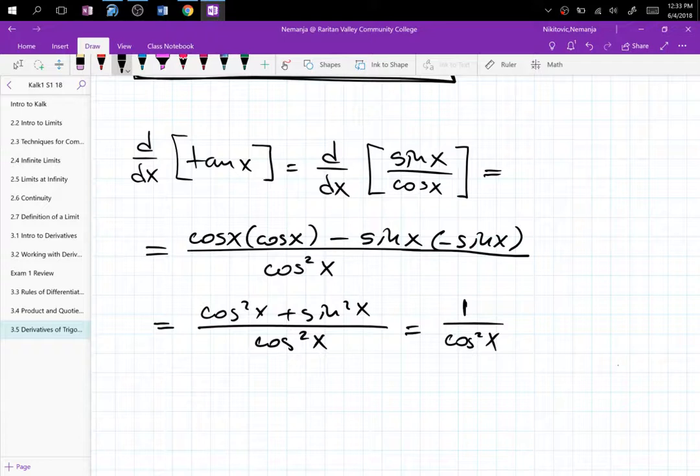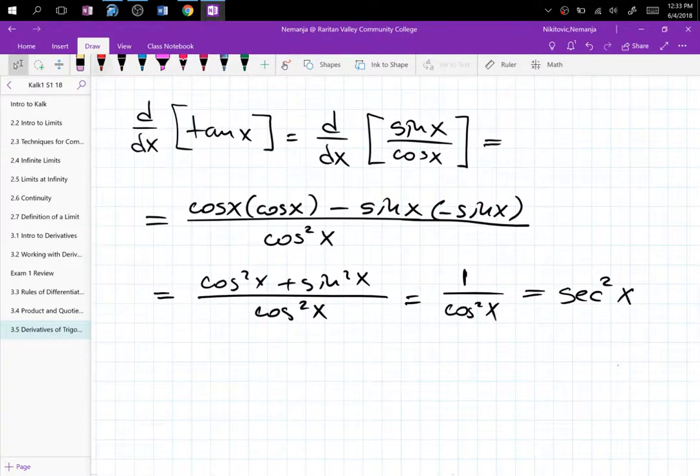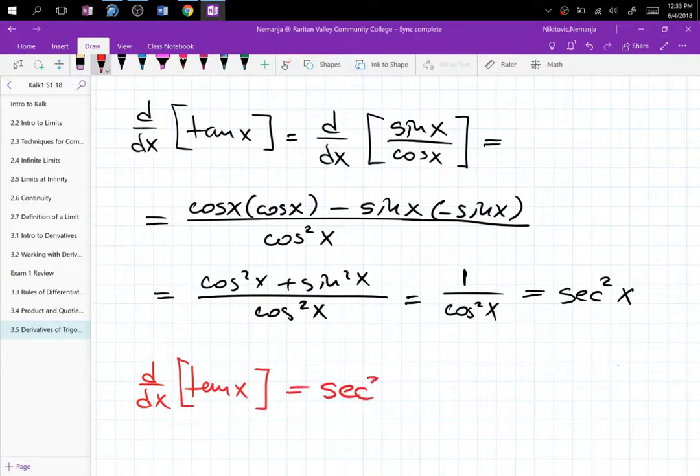And what's 1 over cosine? Very good. So now finally, I can write the formula for the derivative of tangent x, which is secant squared x. Nice.